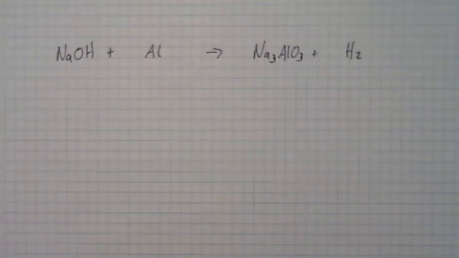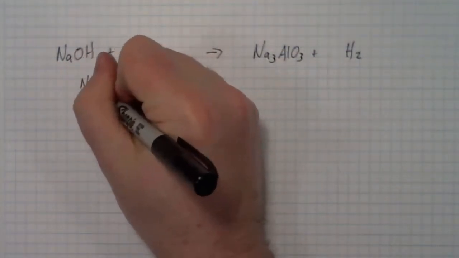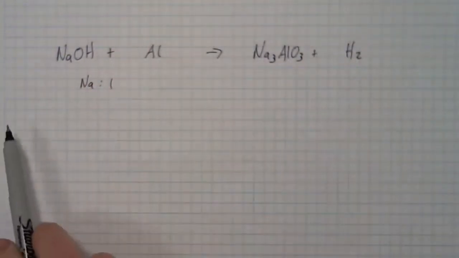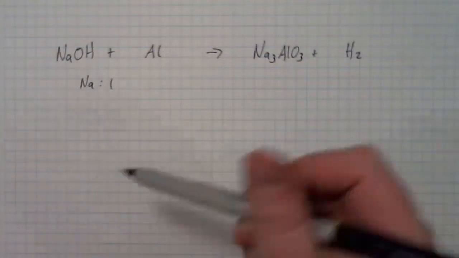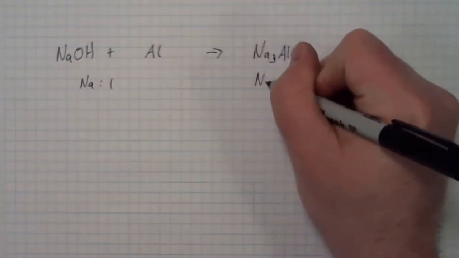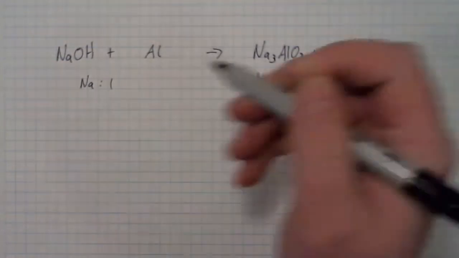Okay, so now we've got our unbalanced chemical equation. It's time to balance it up. The way that I find is easiest is to make a chart and count up every element we have on both sides. I've got 1 Na on the left-hand side, and I have 3 sodiums on the right-hand side.